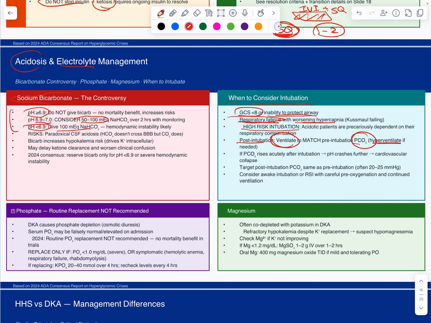to try to match the pre-intubation PCO2, or if you want to calculate the Winter's formula, to try to target a specific range of PCO2.